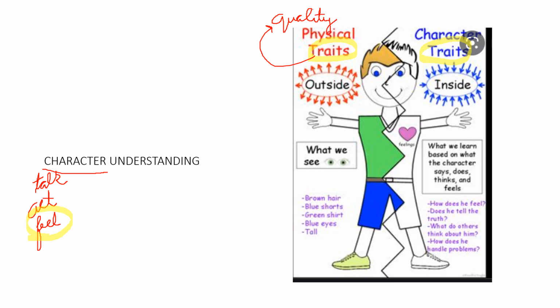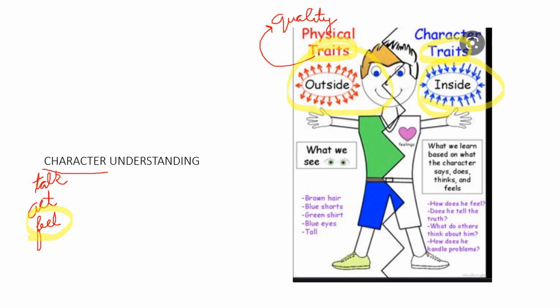Now, what we are going to do in this category is we'll search for certain words from the text which is given to us. So before I do that, let me explain two things: physical traits and character traits. When I talk about a physical trait, it shows something which is outside, and something which is inside is called a character trait.